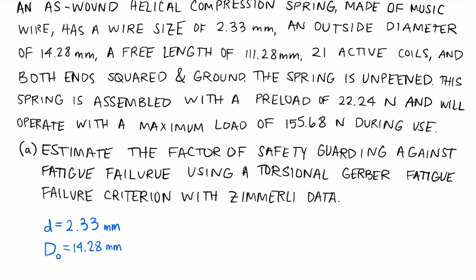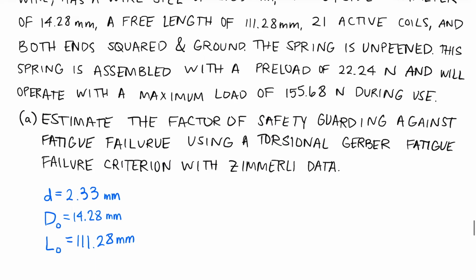We have a free length, which is capital L sub O, of 111.28 millimeters, 21 active coils, and that's denoted with a capital N sub A. It's 21. And both ends are squared and ground. We will keep that in the back of our mind to use a little bit later with a table.